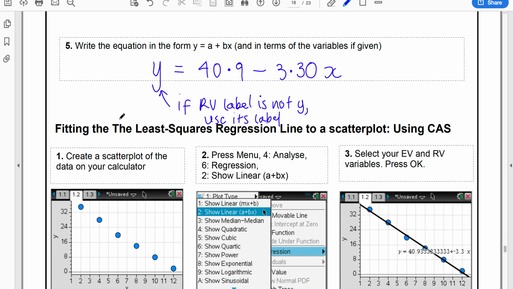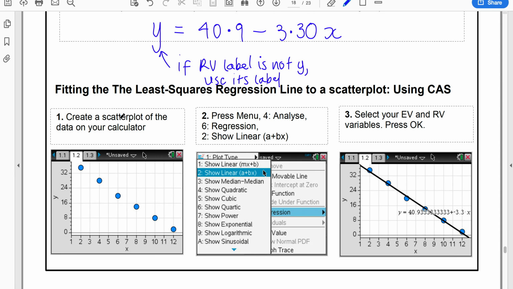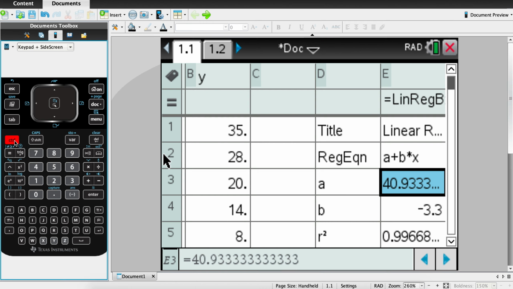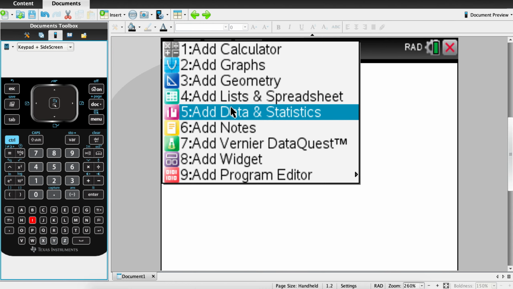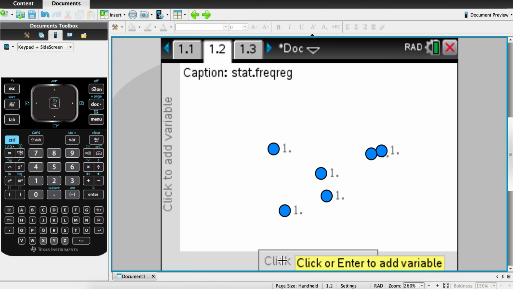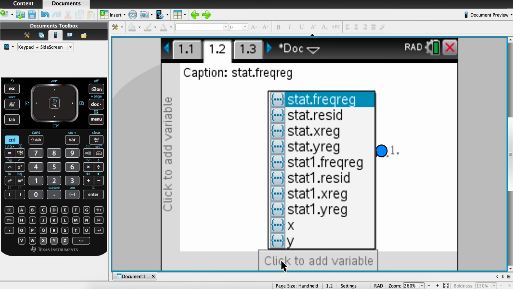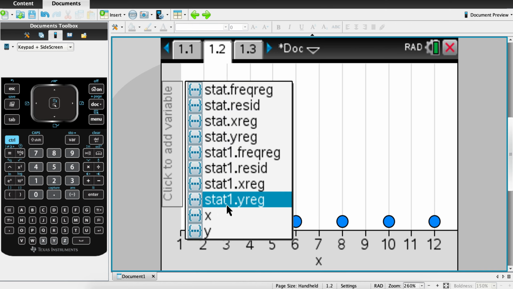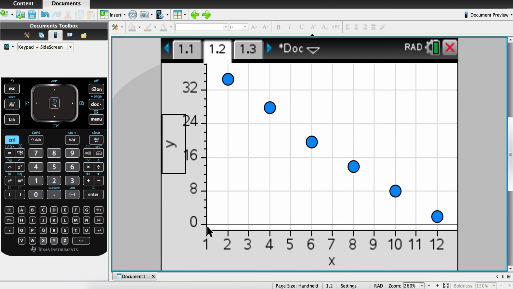Now, there is another method which I can show you very quickly. You can get your equation from your scatter plot, because quite often you have to actually show a scatter plot first. So I'll press Control I, and then I'll get data and statistics. Down the bottom here, I'll click on that and add the actual variables. So X, that's my EV, and Y was my RV. There's my scatter plot. As you can see, it does have a negative association because I got a negative R value and I also had a negative slope.